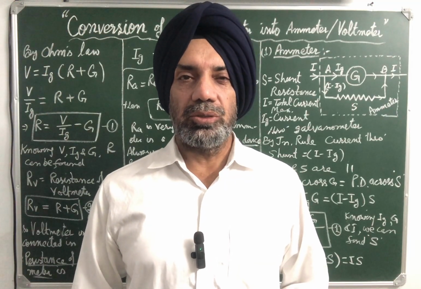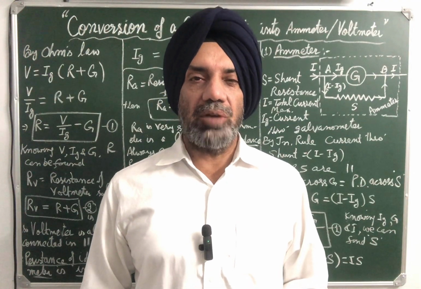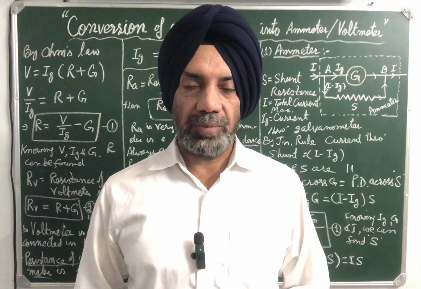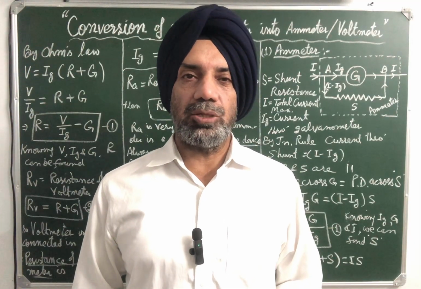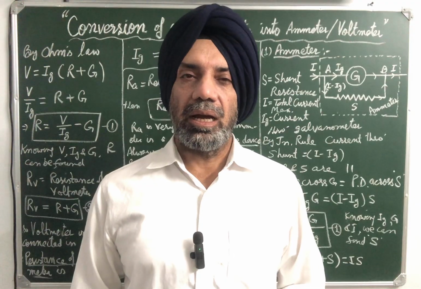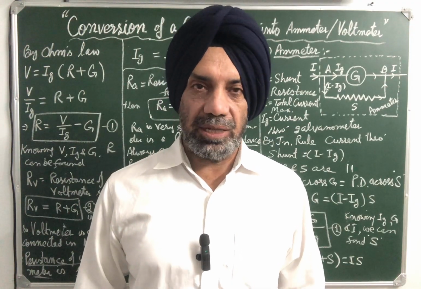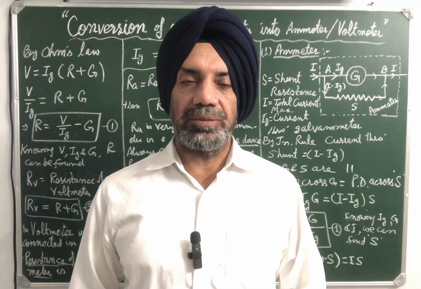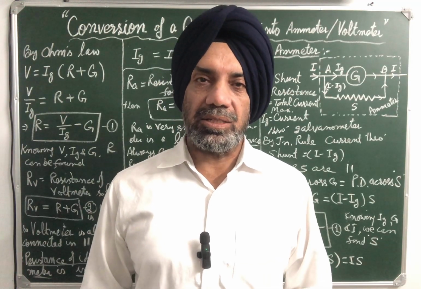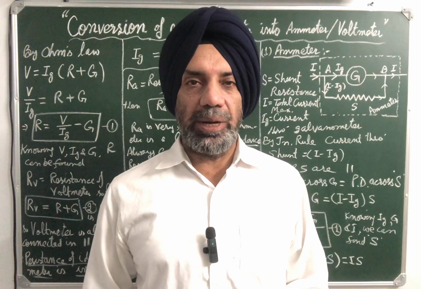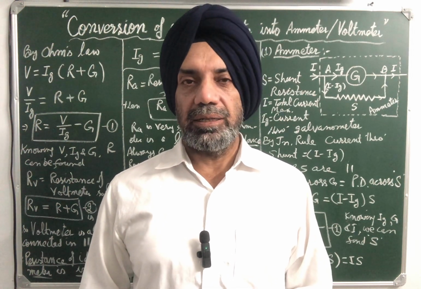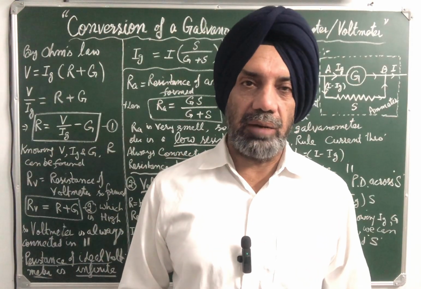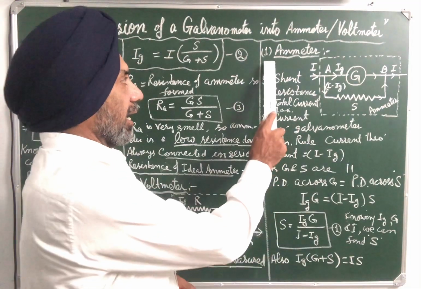Today I am going to discuss conversion of a galvanometer into an ammeter as well as a voltmeter, because a galvanometer is a device that is used to measure current, but it is very sensitive to measure large current and large voltage in electrical circuits. We have to convert a galvanometer into an ammeter and a galvanometer into a voltmeter. So first of all, we'll convert a galvanometer into an ammeter.